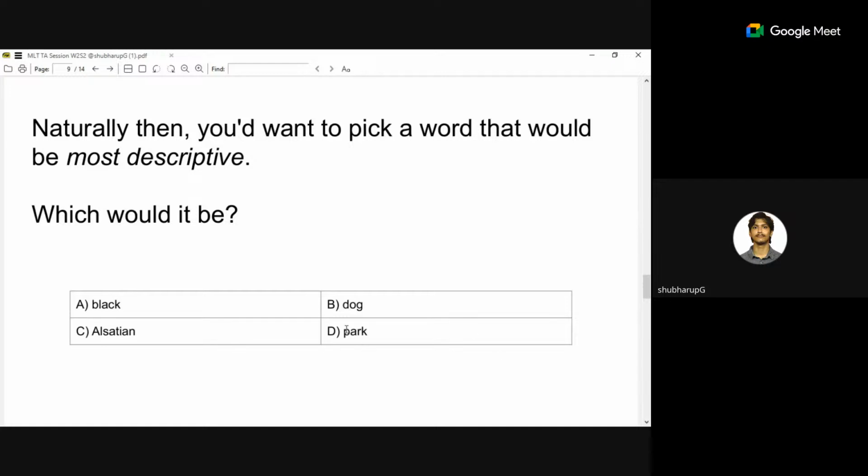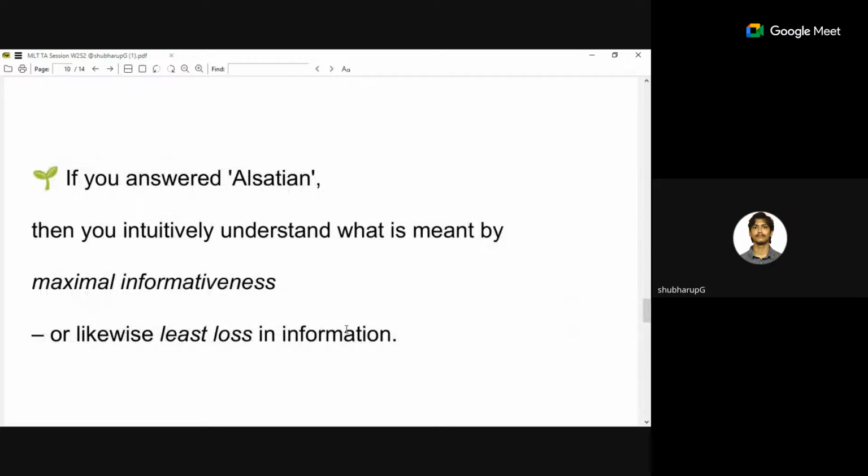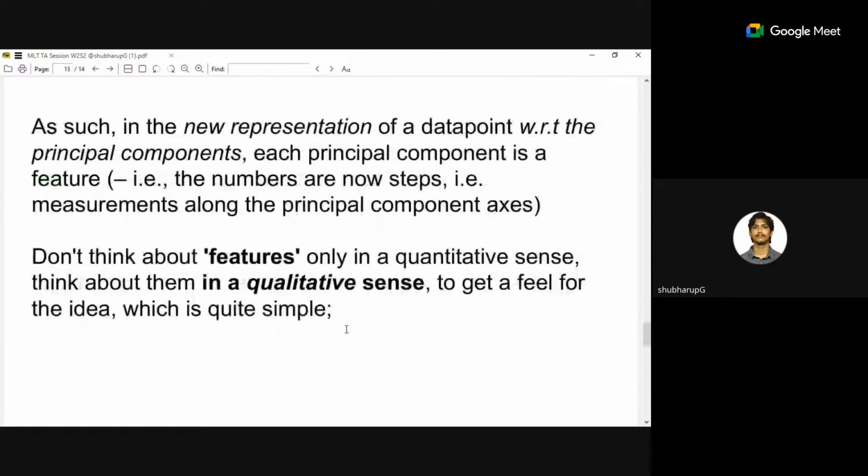So if you answer Alsatian, then you intuitively understand what is meant by maximal informativeness, or likewise least loss in information, right? So just stepping into math for a second, as such, in the new representation of a data point with respect to the original principal components.